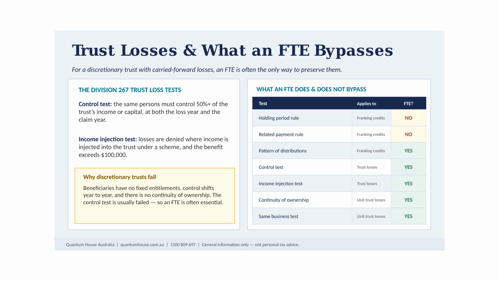So an election is often essential. Here's the summary worth remembering. For franking credits, an election bypasses only the pattern of distributions test, never the holding period or related payment rules. For trust losses, it can satisfy the control and income injection tests, and for unit trust losses, the continuity of ownership and same business tests.